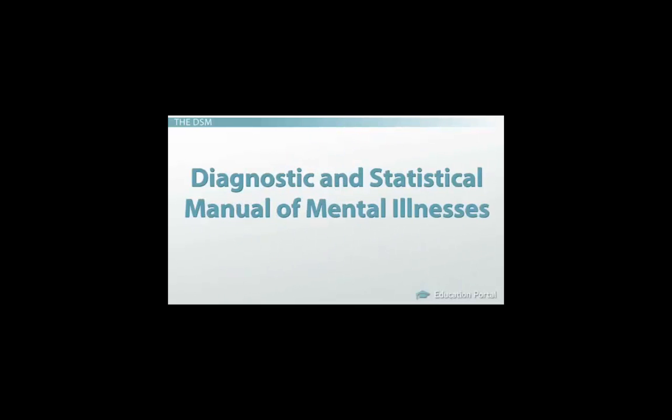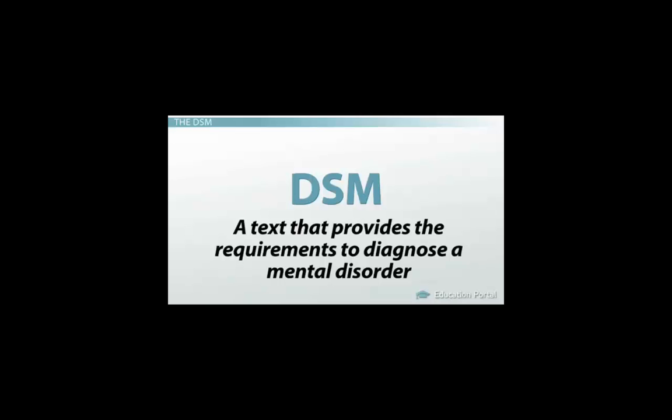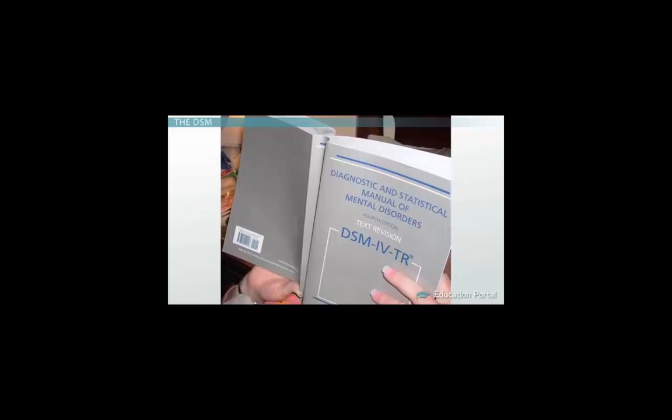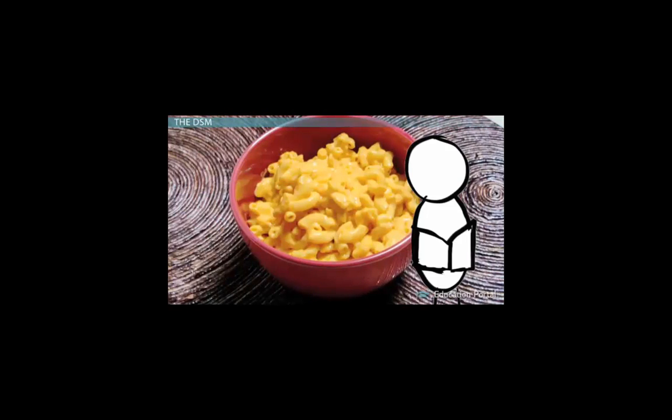The Diagnostic and Statistical Manual of Mental Disorders, or DSM for short, is a text that provides the requirements to diagnose a mental disorder. Think of it like a cookbook, except instead of looking for a recipe to make something, you're eating something and trying to figure out what it is. In this case, you're going to look through the cookbook to match up the ingredients with the name of the recipe. Maybe you are eating something with macaroni pasta, and it tastes pretty cheesy. It's creamy too, maybe it has milk or cream in it. When you look through your cookbook, you notice that mac and cheese has all of those ingredients, and you decide that's what you're eating. That's kind of what psychologists do with the DSM.